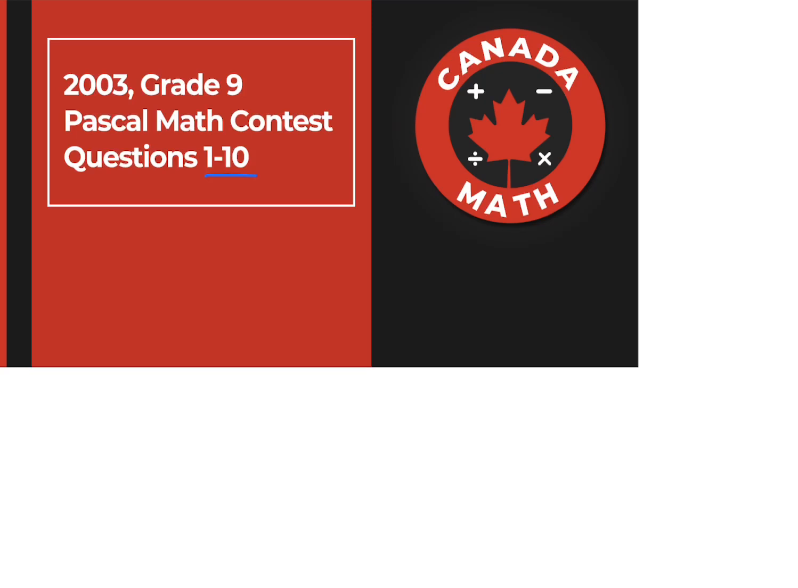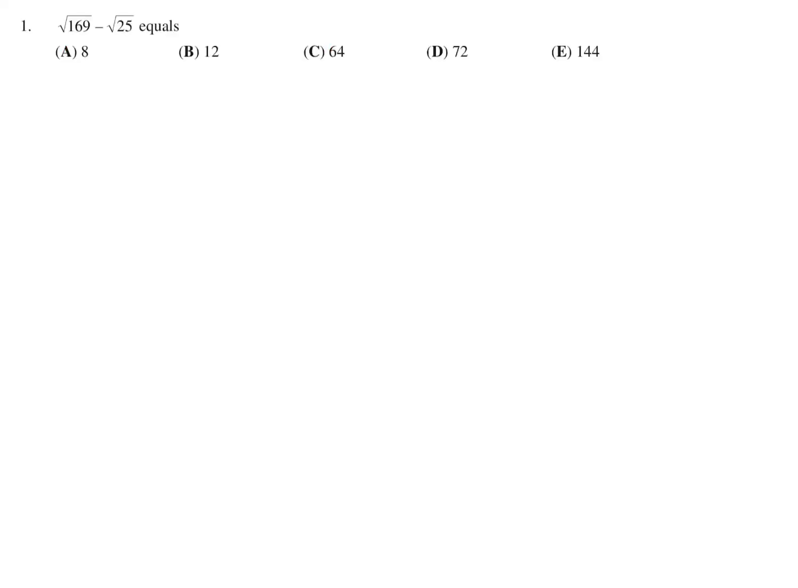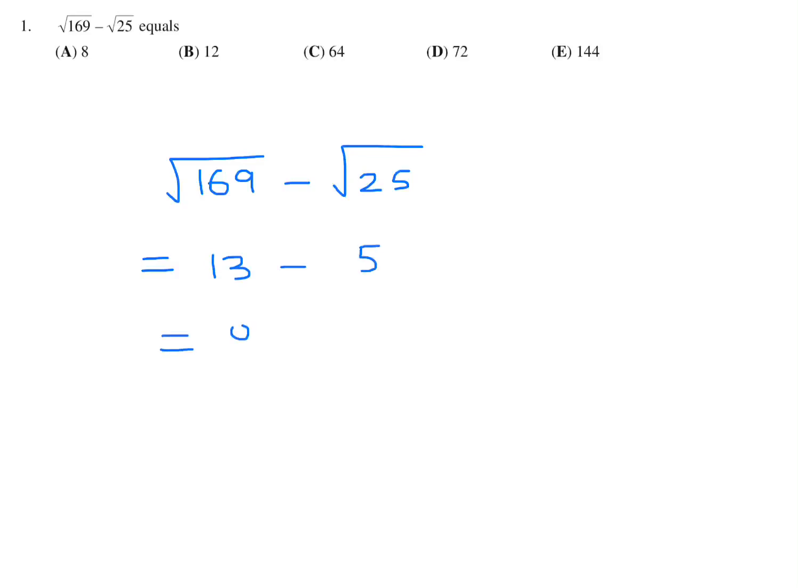Questions 1 through 10 on the 2003 grade 9 Pascal math contest. The square root of 169 subtract the square root of 25 is... The square root of 169 is 13, and the square root of 25 is 5. So 13 minus 5 is 8. So number 1, the answer is A.